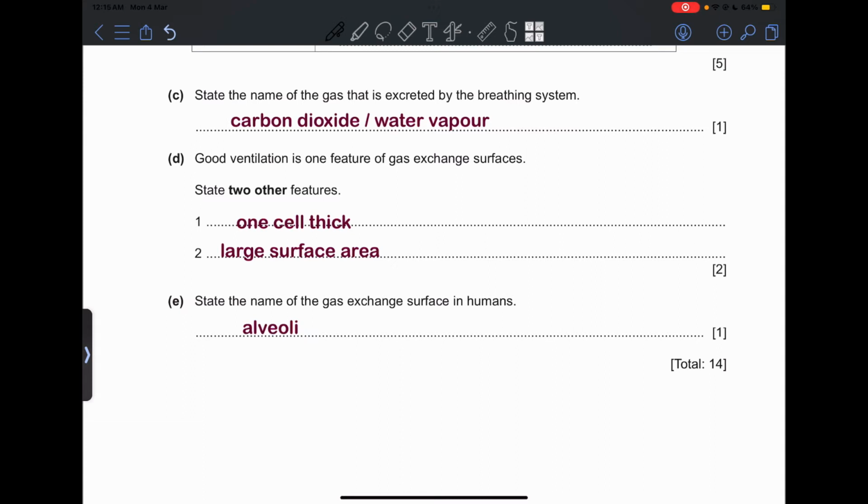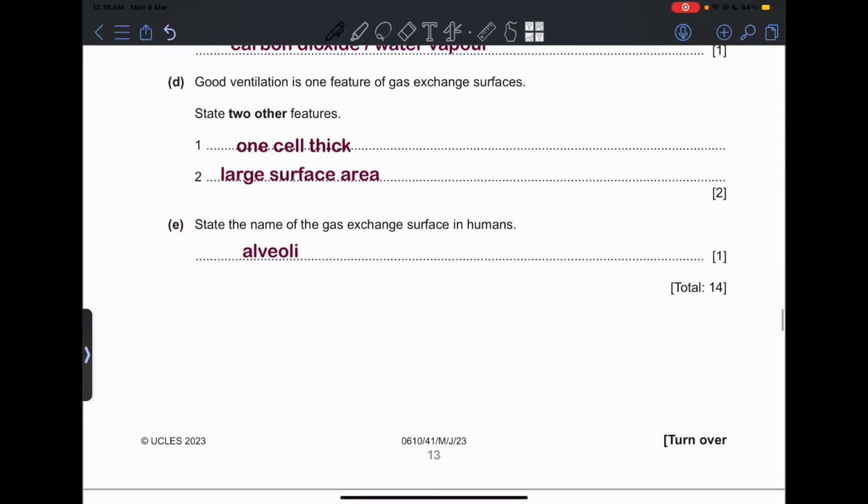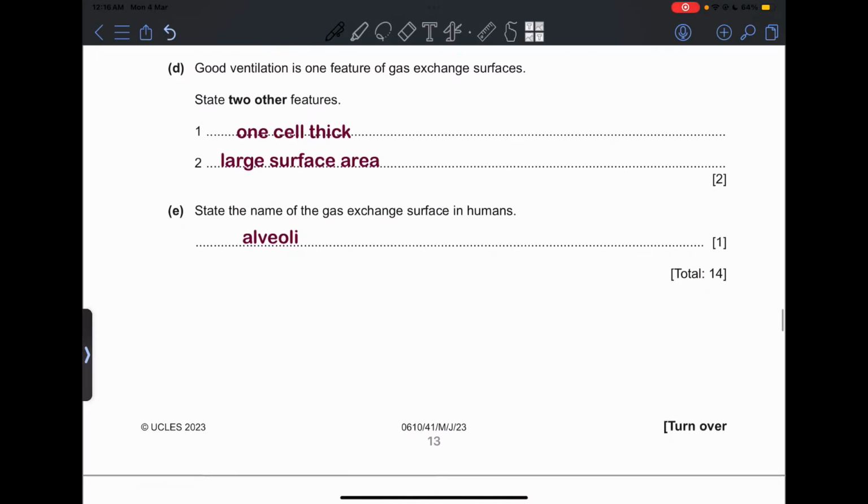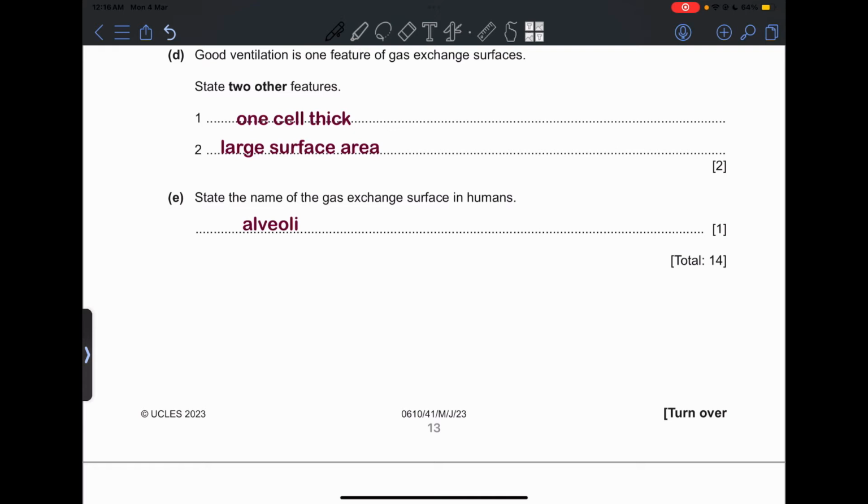Why do gas exchange surfaces always have to be one cell thick? This is because being one cell thick provides a small diffusion distance, so diffusion will occur faster. If something is very thick, it will take a lot of time for the air to move through it, unlike something that is thin. Large surface area, of course, for faster or more diffusion.